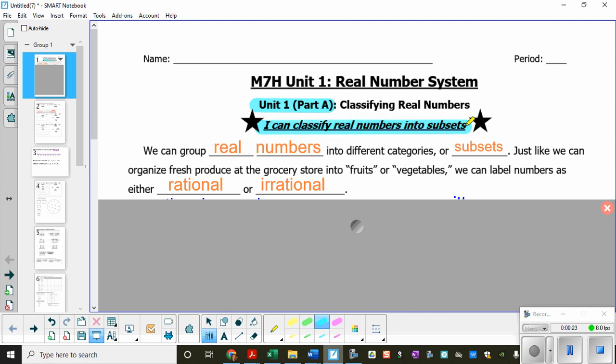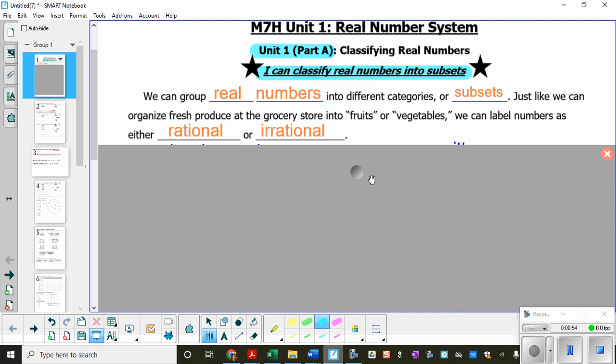Make sure you've got your packets out and you're going to just begin taking notes with me here. You're going to follow along in the video. What we've got here first is that we can group real numbers into different categories or subsets. Just like we can organize fresh produce at the grocery store into fruits and vegetables, we can label numbers as either rational or irrational. All the numbers that we have in the world, we can break down into different categories or subsets. The first thing we're going to do is break them up into either rational or irrational.